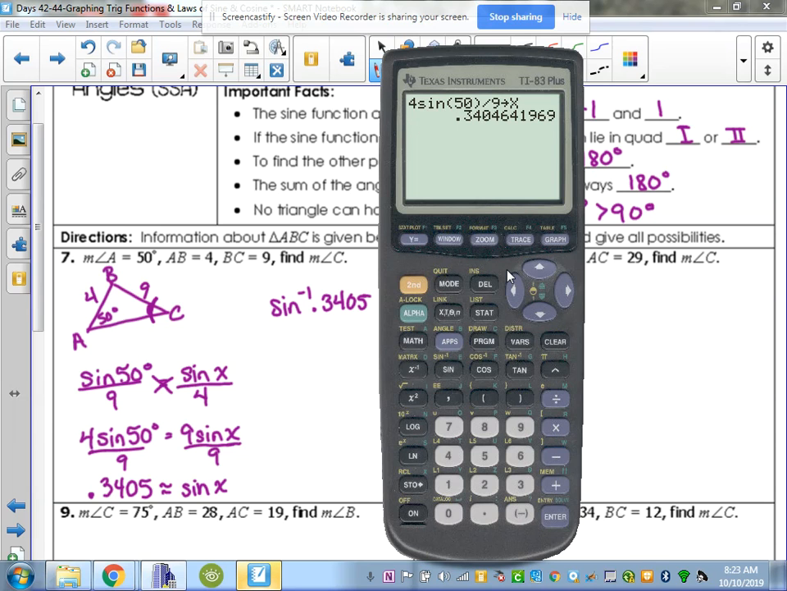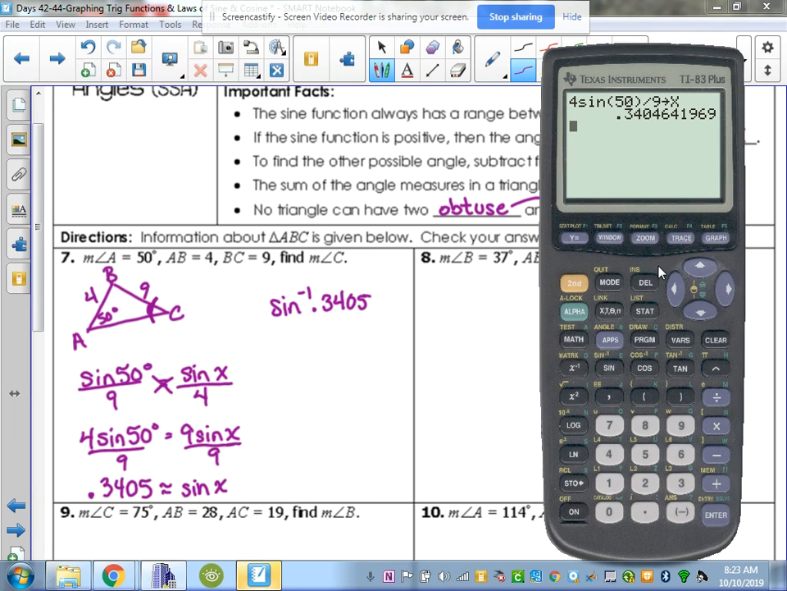We use the inverse sine of the number that's on the opposite side of the equation, because that number is not from our unit circle. If it were from our unit circle, then we could just use one of our angles, but it's not. So inverse sine of, we stored that, so put x right there, is 19.9, and that's an angle, so it's degrees. We're going to keep rounding to the nearest tenth. So that is one solution, that angle is 19.9 degrees.